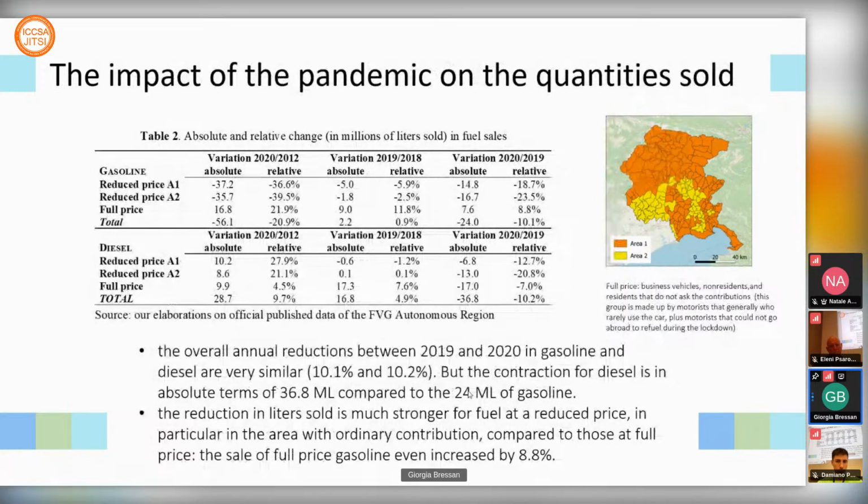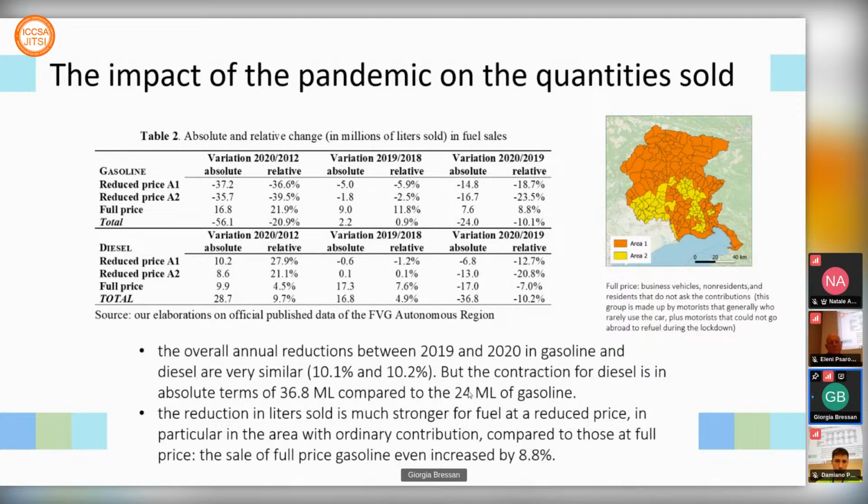Here, we want to highlight the impact of the pandemic on the quantity sold. The overall annual reduction between 2019 and 2020 in gasoline and diesel was very similar, around 10%, but the contraction for diesel is, in absolute terms, 36.8 million liters compared to the 24 million liters of gasoline.